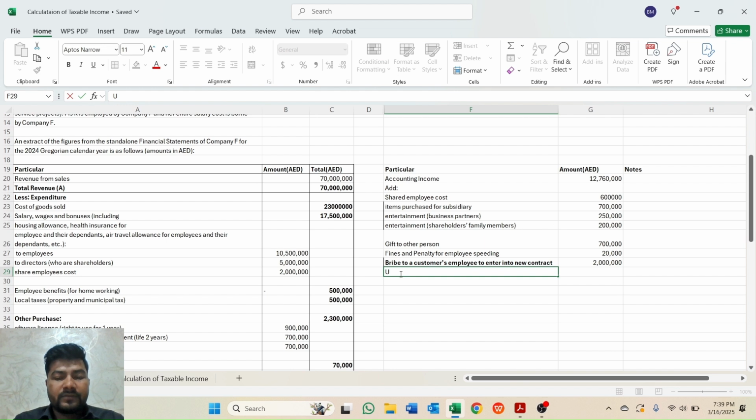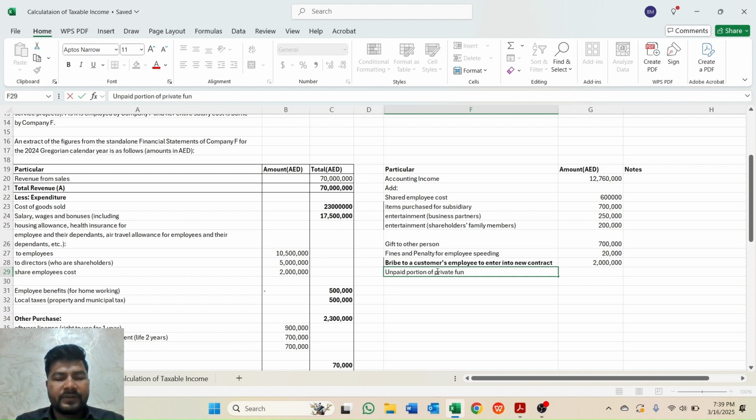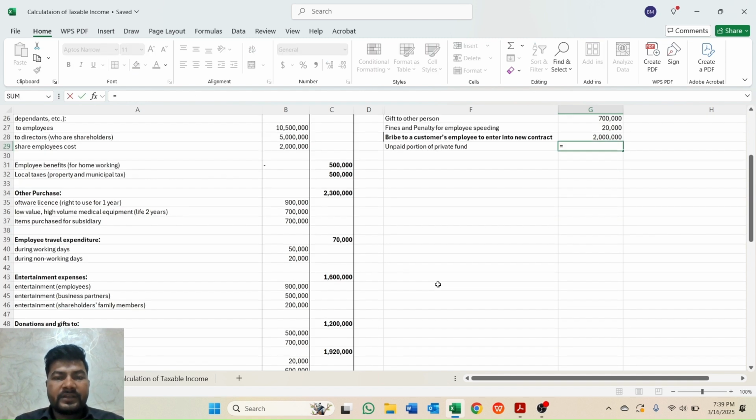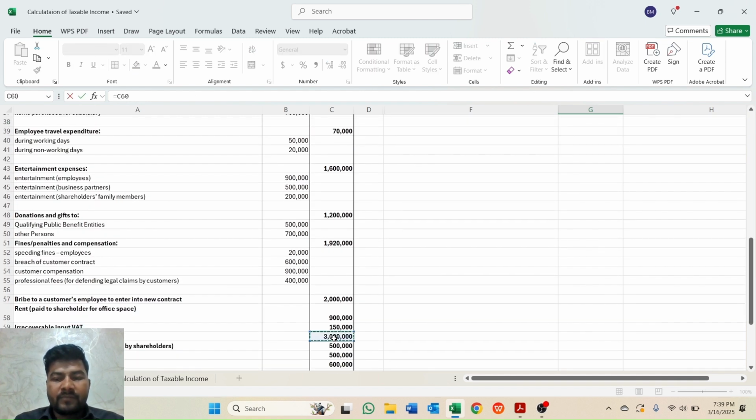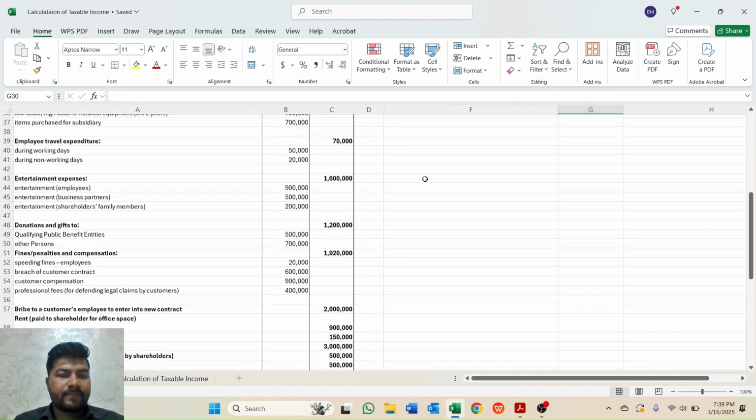Unpaid portion of pension fund. So how much? 3 million minus 2 million. So altogether 1 million is added back.